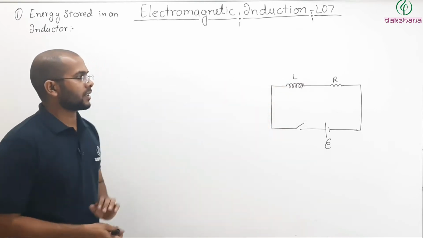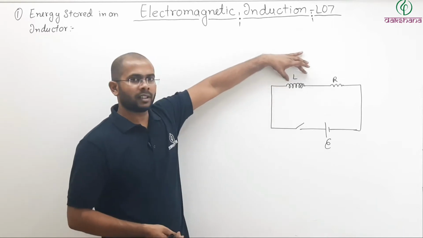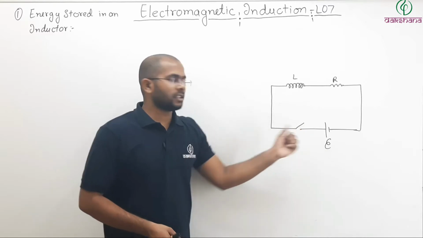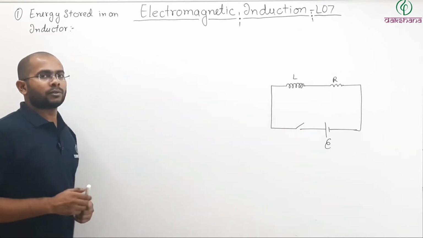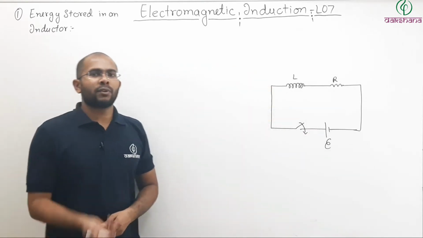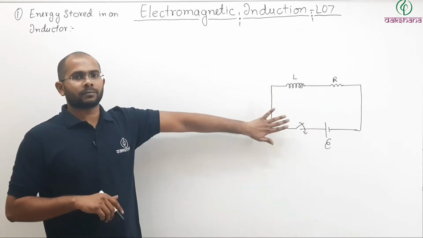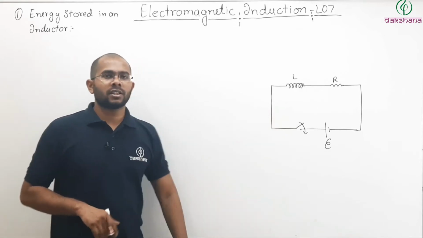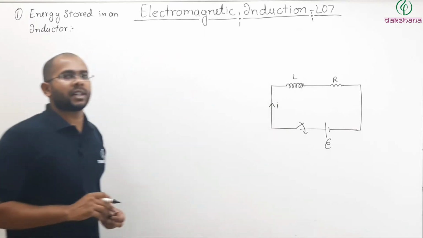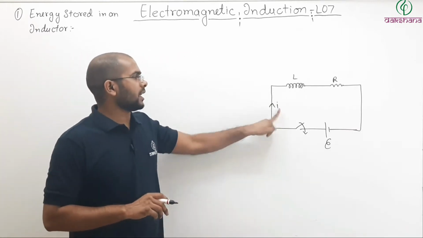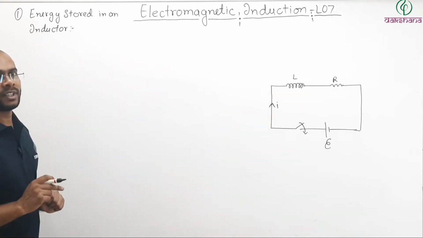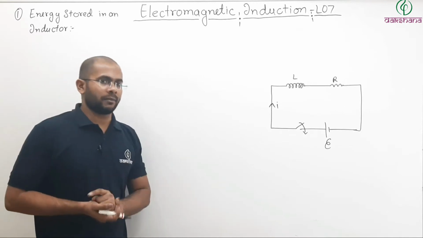Let us take a circuit. In this circuit there is an inductor, there is a resistor, and there is a battery of EMF E. Here there is a switch. At t equal to 0, I close this switch. Before t equal to 0, there was no current flowing. But when I close the switch, there will be some current. And as we have already studied in the last lecture, this current is time dependent because of your inductor. The equation of this current we have already derived.